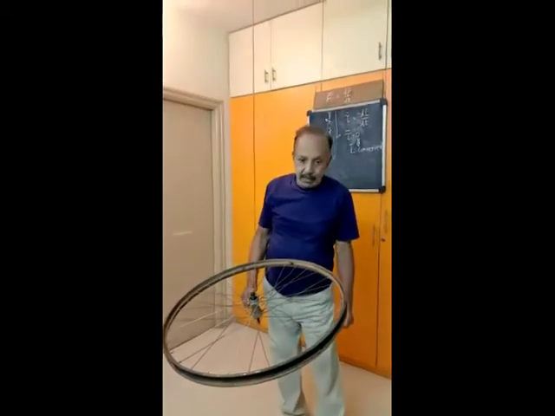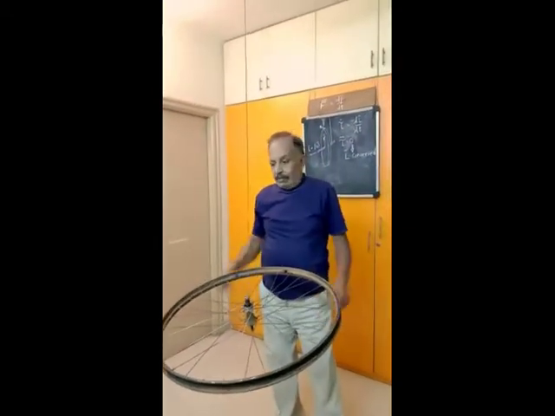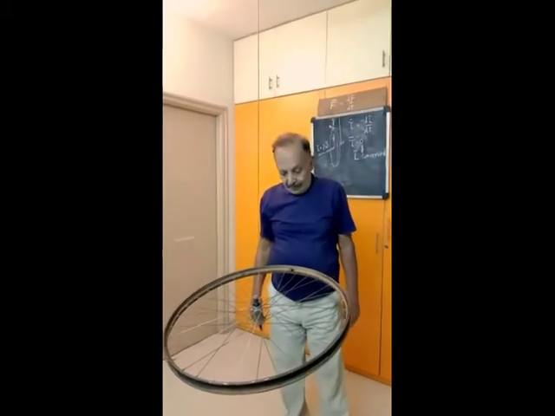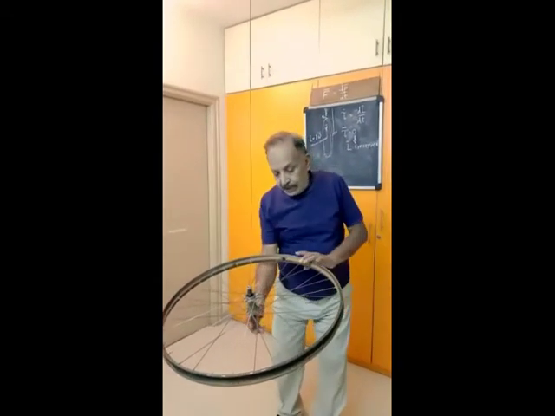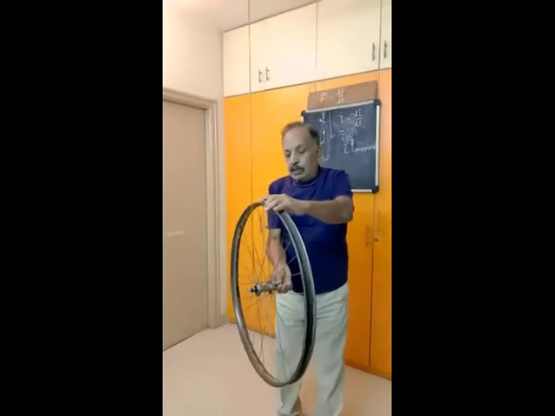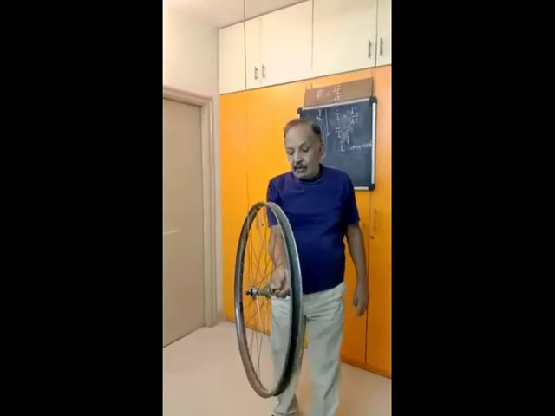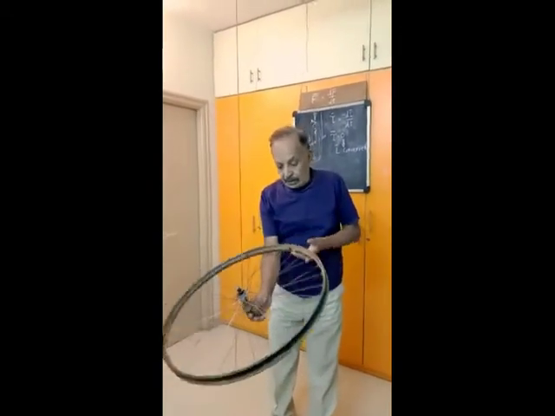So all cycles have got a stand. Otherwise, we put the cycle there and go away. So under what conditions does the cycle hold like this, and under what condition does it fall?